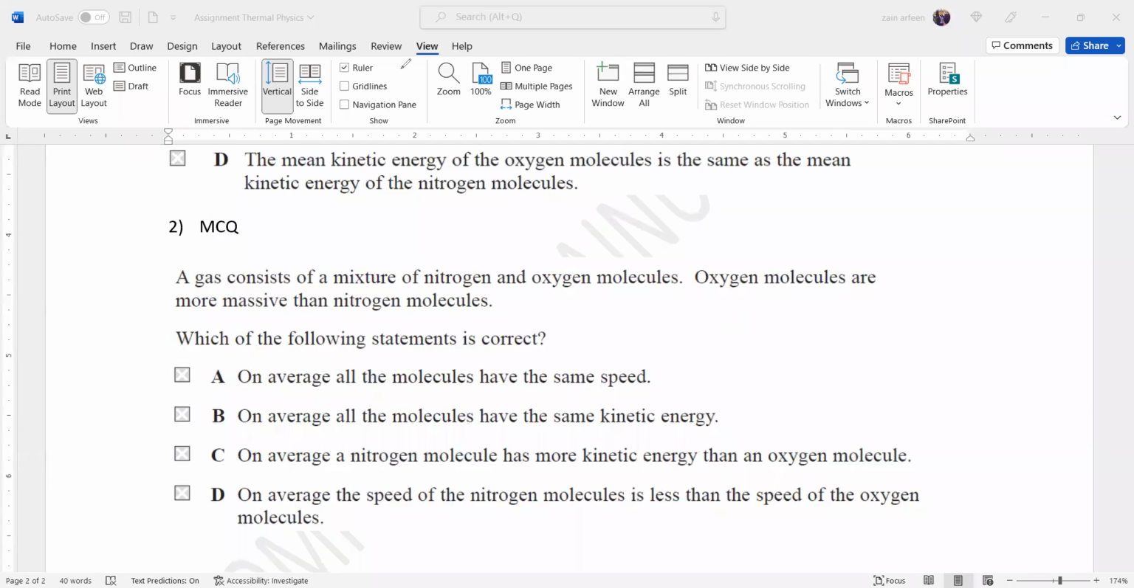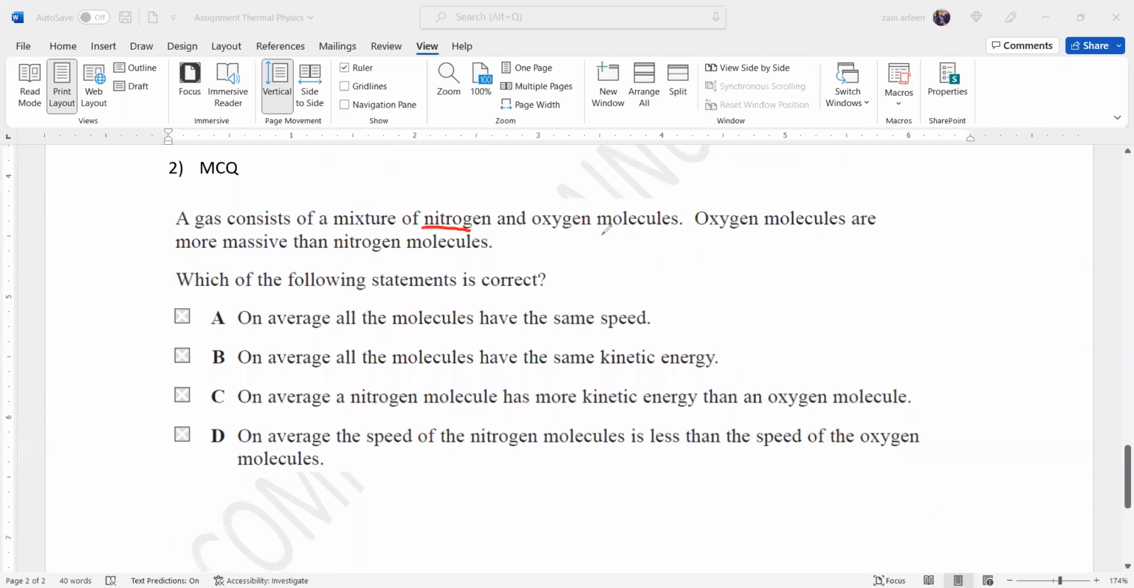Question 2: a gas consists of a mixture of nitrogen and oxygen. Oxygen molecules are more massive. Which of the following statements is correct? On average, all molecules have the same speed. They cannot have the same speed, as they will have the same kinetic energy. When kinetic energy is the same, the product of half mv squared will be the same. If the particles are massive, they will move slower. If particles are lighter, they will move faster.